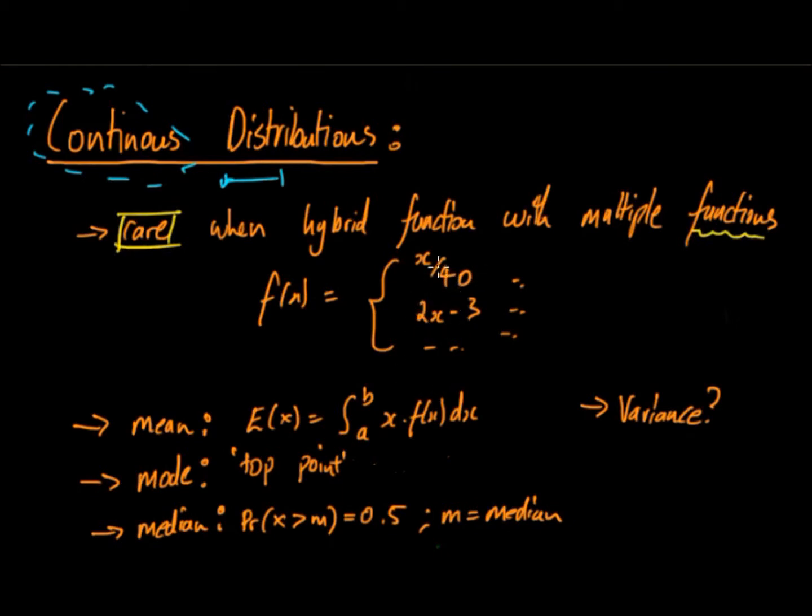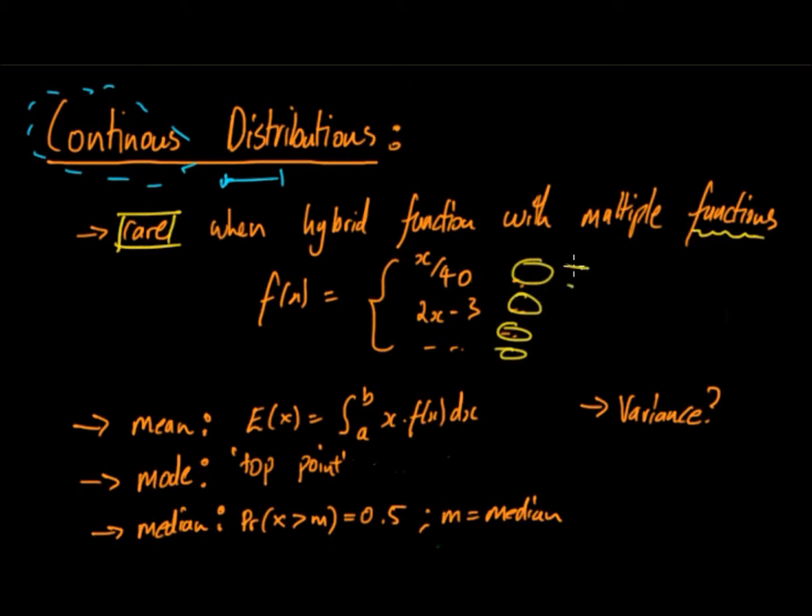You have like 3 or 4 different functions. So you have like x on 40, 2x minus 3, some other ones, all defined with different x values in different domains. And you have to be careful with that because when you're calculating different values, you have to be mindful about which function you're looking at. And you can't just assume that each function will be 50%.